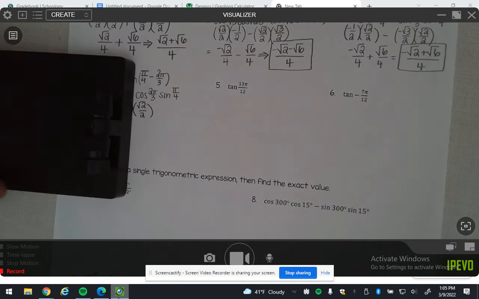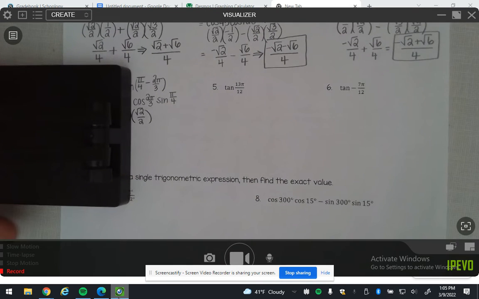Like right now, immediately. Okay? And then it says the tangent of what? 13 pi over 12? Yes? 13 pi over 12. So we're going to do the exact same thing we did yesterday.